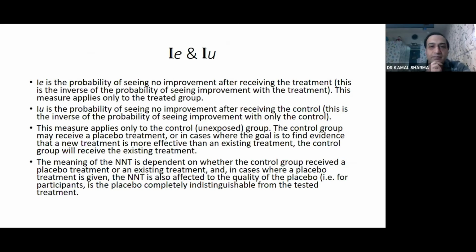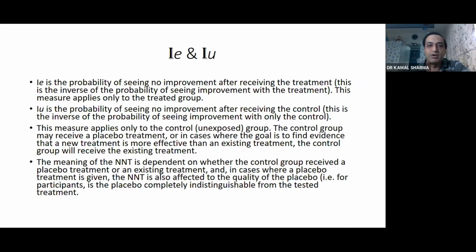Before I jump on to that, let me take you to two important concepts. One is IE and IU. IE is the probability of seeing no improvement after receiving the therapy. So this is the inverse of the probability of seeing improvement. This measure applies only to a treated group. So when you have a treated group, you look at IE and see the probability of the outcome of not improving.